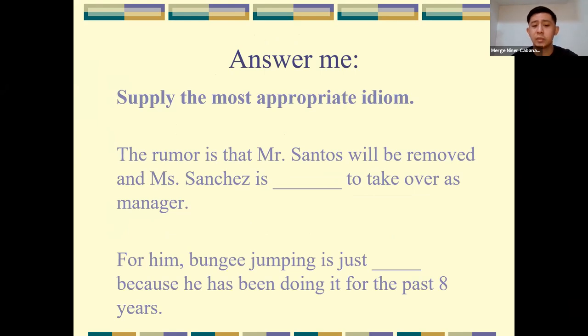So let's apply the most appropriate idiom. The rumor is that Mr. Santos will be removed and Mrs. Sanchez is waiting in the wings to take over as manager. For him, bungee jumping is just run of the mill because he has been doing it for the past 8 years. Imagine mo, 8 taong ka nagba-bungee jumping, di ba? Normal na lang sa iyo. Iba kasi, all right. So, first time, okay? But since this person has been doing this bungee jumping for the past 8 years, it's run of the mill or normal na lang sa kanya yung feeling na yun.